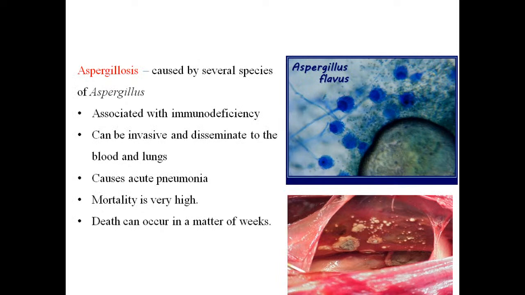Aspergillosis is caused by several species of Aspergillus, Aspergillus flavus, Aspergillus fumigatus. It is associated with immunodeficiency too, can be invasive and disseminate to the blood and lungs, and causes acute pneumonia. Mortality is very high and this can occur in a matter of some weeks.